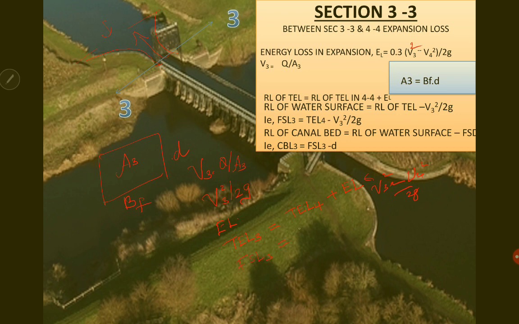FSL at 3 is equal to TEL at 3 minus kinetic energy loss, that is V3 square by 2g, right? Now, what is the canal bed level at 3? Canal bed level at 3 is equal to FSL at 3 minus D, or otherwise full supply depth, isn't it? So we fix the 3 levels at section 3 also.